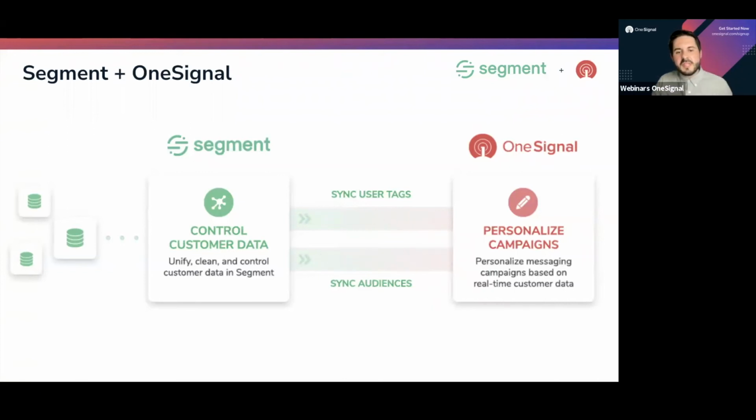Segment.com allows you to sync customer data from Segment.com to OneSignal in real time to personalize your messaging campaigns. You can leverage this data in OneSignal as data tags or build actionable audiences in Segment.com that will then sync into OneSignal messaging segments. Let's review together the different use cases.